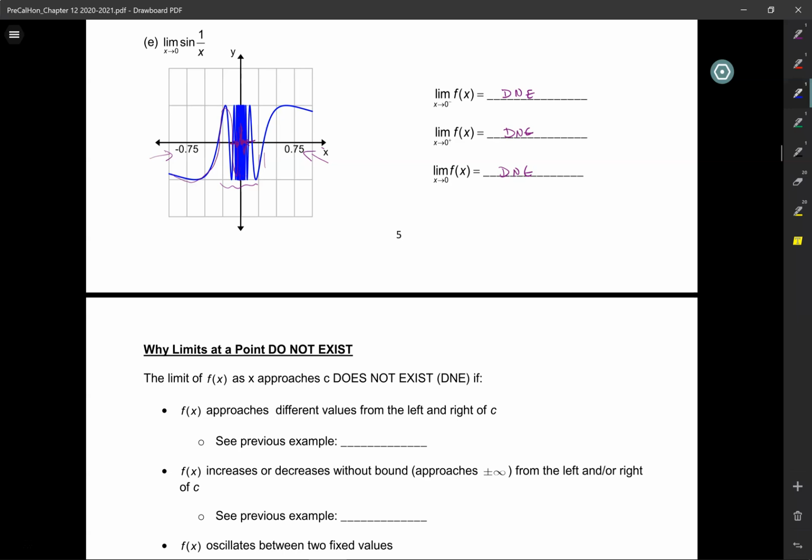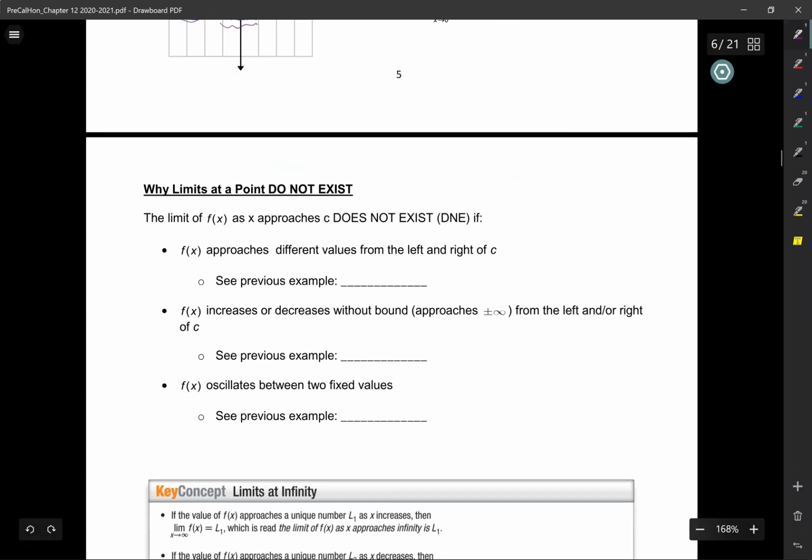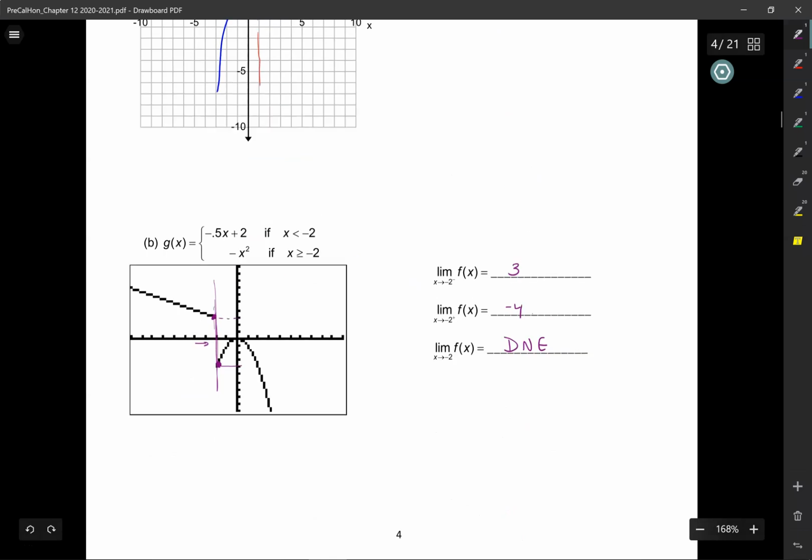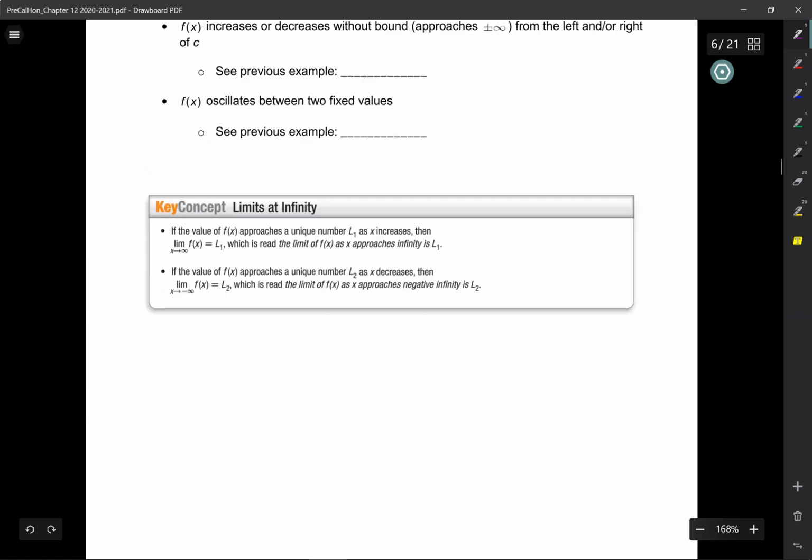Okay, so let's recap. Let's talk about some reasons why a limit might not exist, right? Okay, number 1, the limit as x approaches c does not exist if f of x approaches different values from the left and right. Okay, so for example, in which example did that happen? Well, here, B, right? Okay.